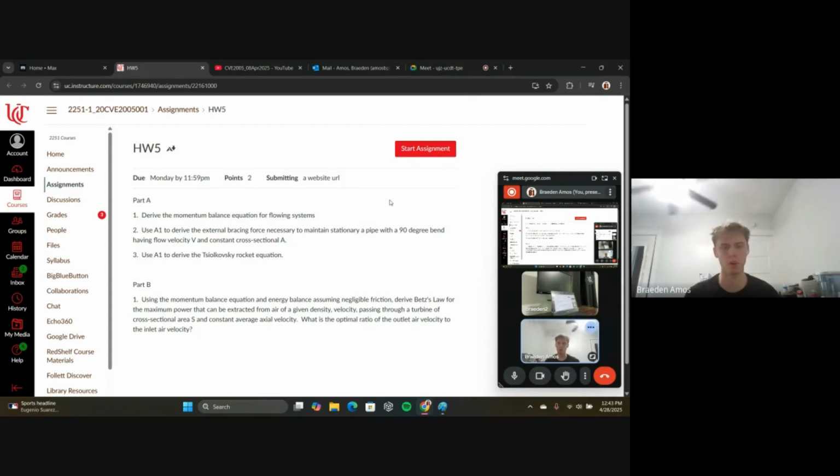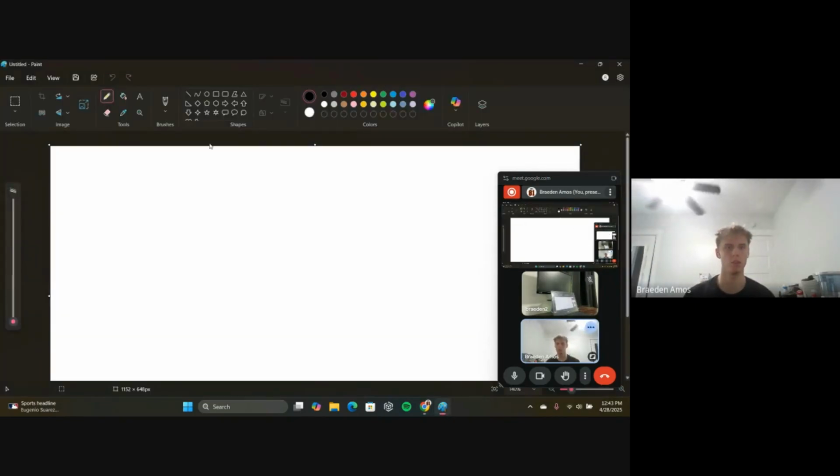Homework 5 part B. So this one we need to use the momentum balance equation and energy balance, assuming negligible friction, to derive Betz's law for the maximum power that can be extracted from air of a given density and velocity passing through a turbine of cross-sectional area S and constant average axial velocity. What is the optimal ratio of the outlet air velocity to the inlet air velocity? Okay. So first we're going to start with this equation.